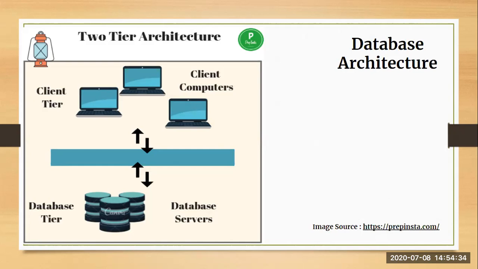With this two-tier architecture, it becomes very easy to manage. We can process the information properly, as they are both managed at different tiers. So it becomes very easy for you to manage.